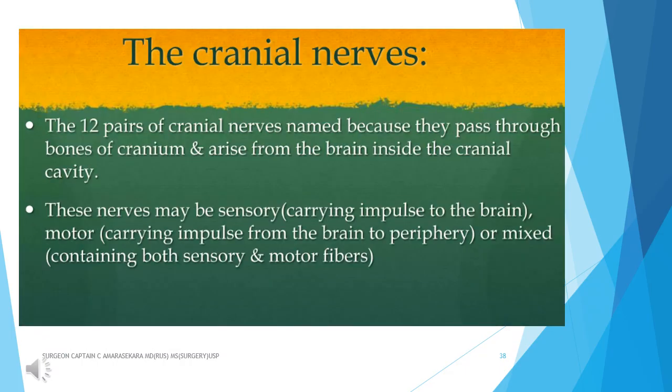Before we move further, it's important to note that 12 pairs of cranial nerves arise directly from the brain within the cranial cavity. These nerves pass through the bones of the cranium and are classified as sensory, motor, or mixed, depending on their function. Each nerve plays a vital role in sensation, movement, reflex, and autonomic regulation, and their nuclei are intricately mapped across the brainstem. We'll explore the cranial nerves in detail in a dedicated lecture covering their anatomical origins, functional classifications, and clinical syndromes.